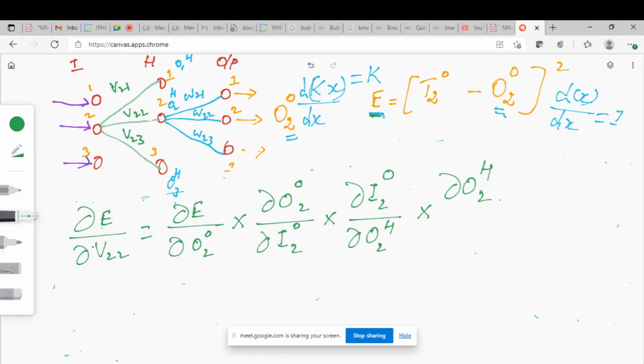Okay, now this input of the second neuron of the hidden layer depends on what?